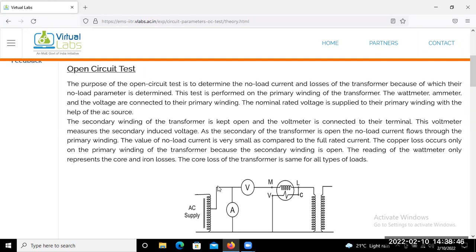So you have to keep these 4 points in your mind when you are performing the open circuit test. That means why we are going to perform the open circuit test, how we can perform it, and which power is consumed during the open circuit test. So is it clear to all of you, or do you have any question? Just ask about the open circuit test.